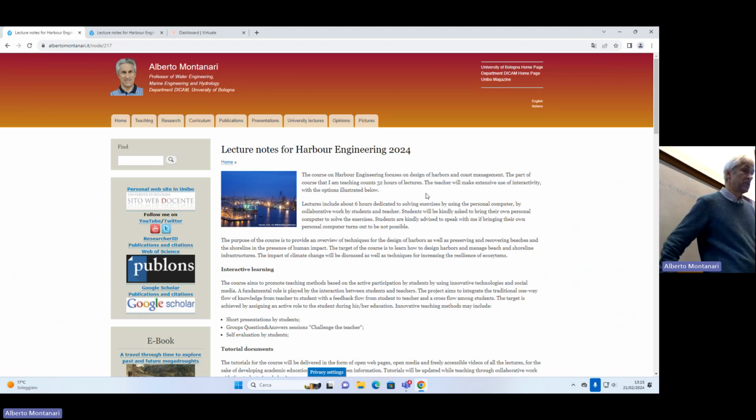It is a subject that is extremely important because our ports are extremely important. They have a relevant socio-economic role. We will see in detail some numbers that will give you an idea. Indeed, for tourism, for commerce, for trading, for movement of goods, ports are extremely important. So harbor engineering is a key subject for people living along the coasts. And we will see that a lot of people live along the coasts.